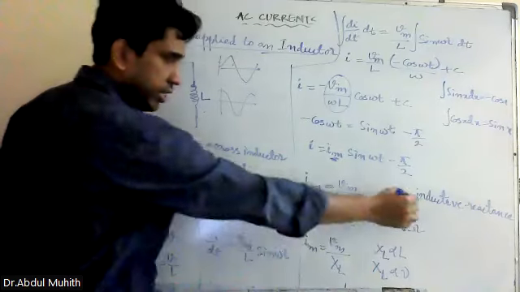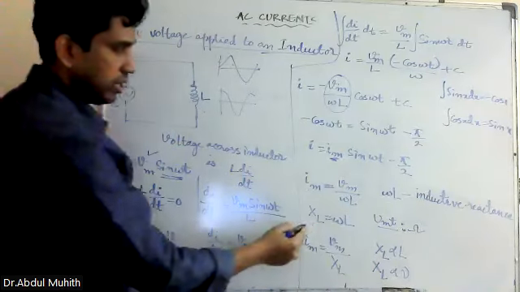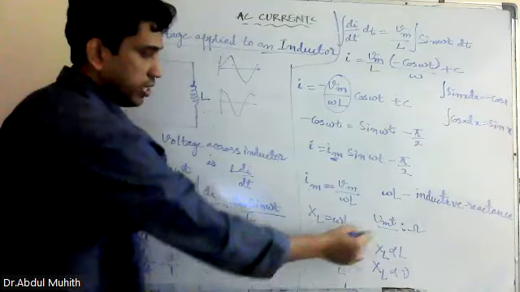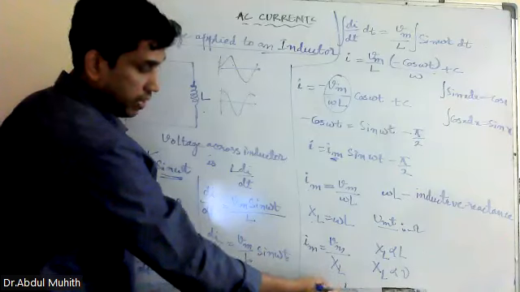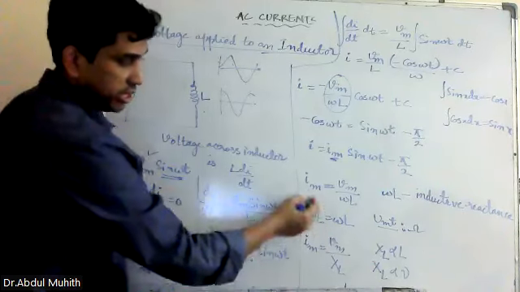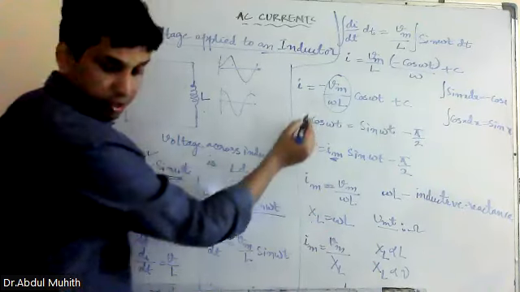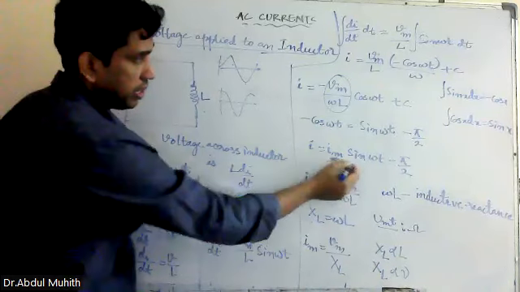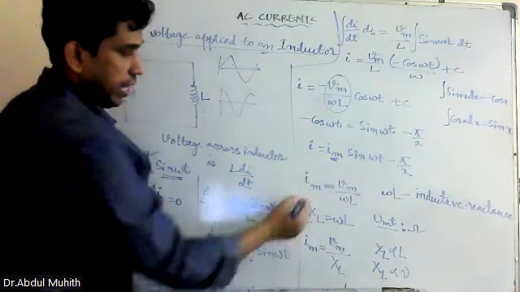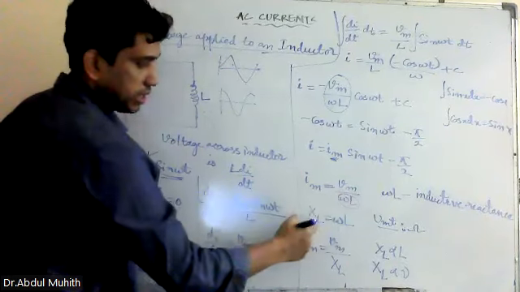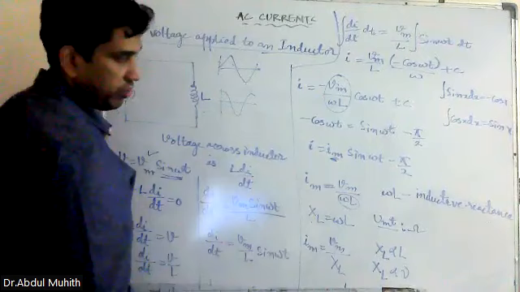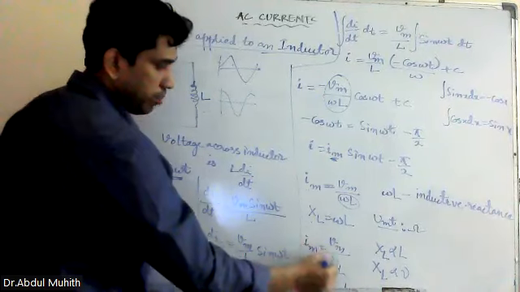Where omega L is what? Inductive reactance. So we can write XL is equal to omega L, and it is measured in ohms. Is that clear? So we can write Im is equal to Vm by XL. Did you understand this one? See what we wrote here: I is equal to Im sin omega t minus pi by 2. Im is equal to Vm by omega L. Now, what is omega L? Omega L is XL. So what can we write now? Im is equal to Vm by XL.